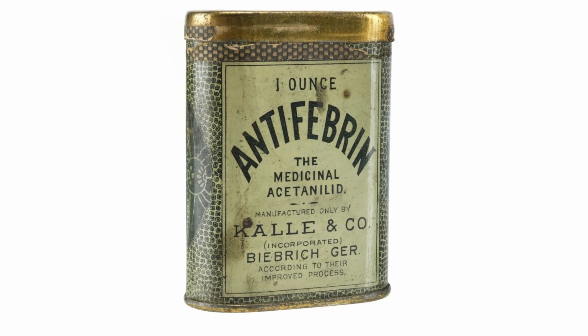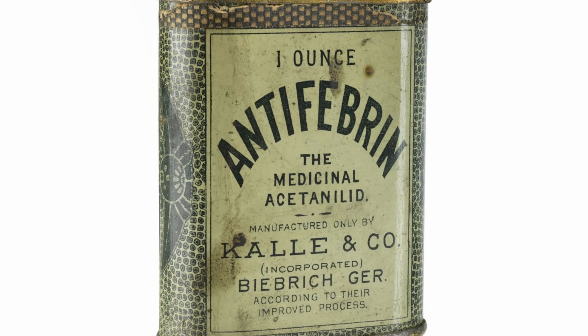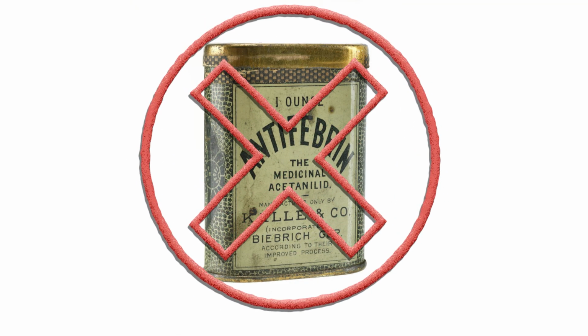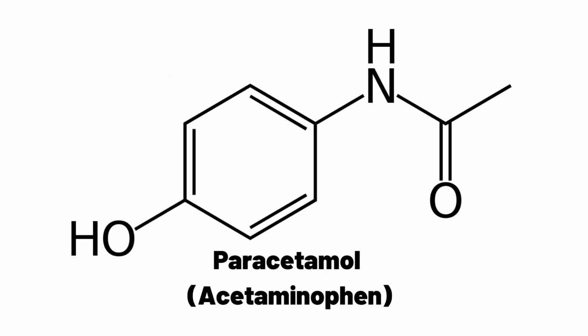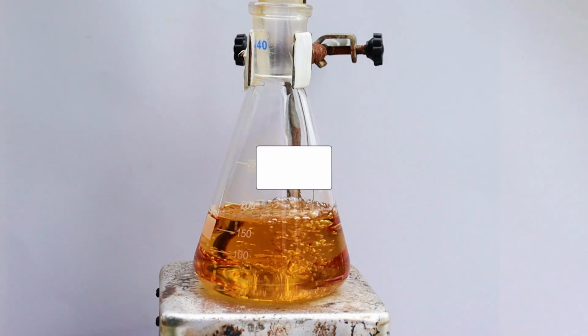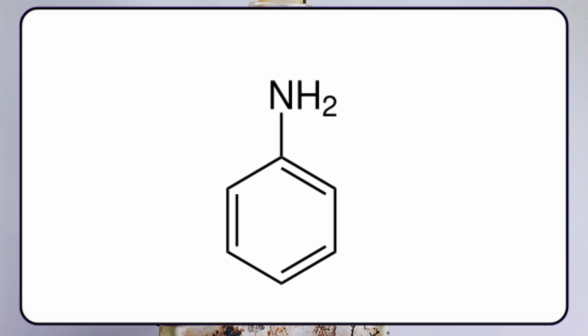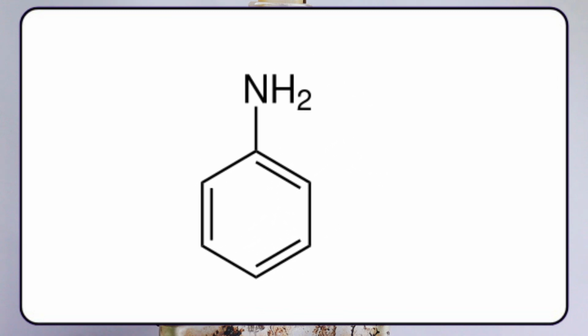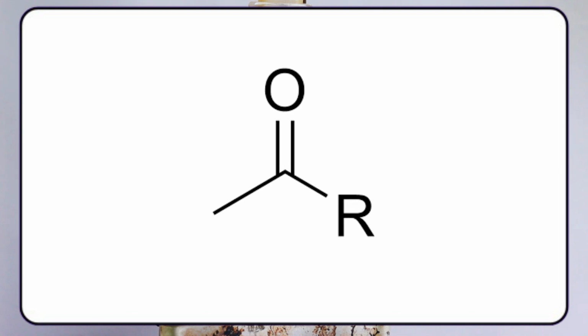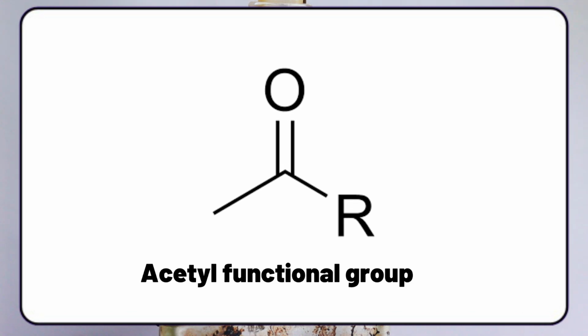Historically, it was used as a pain medication named antifebrin, but today it's discontinued and replaced with other newer and safer medications like paracetamol. So now, to make it, we need to acylate the simplest aromatic amine. This is aniline. To acylate something means that you basically attach an acyl group to a molecule.